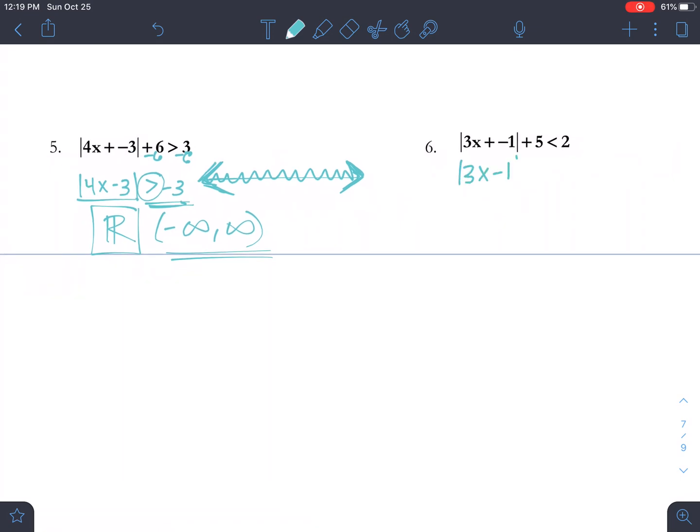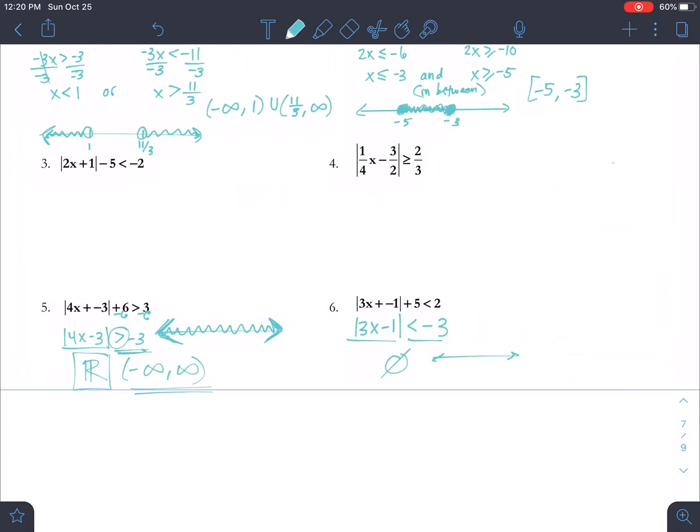Okay, and to finish up with number 6, another kind of tricky one here. It says 3x minus 1, first we subtract 5, so we get, when is the absolute value less than negative 3? When is a positive less than a negative? Never. Empty line, and literally we wouldn't write any type of interval. Sometimes you'll see it written like this, like the empty set, but we can just write no solution, and there are no real numbers that would satisfy this inequality. All right, so just wanted to show you those two special cases.